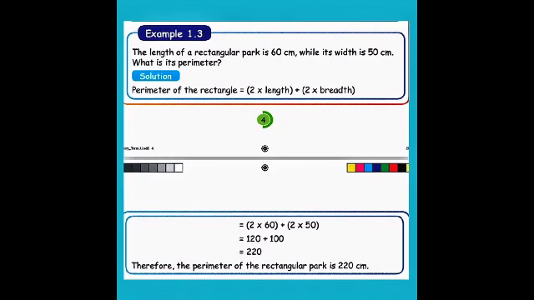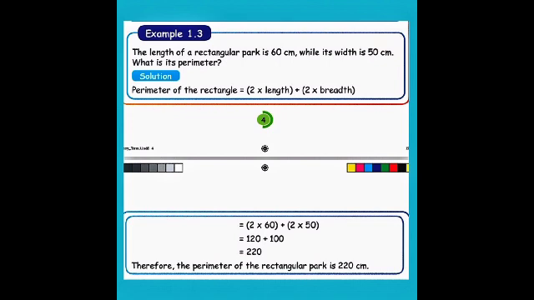The length of a rectangular park is 60 centimeter, while its width is 50 centimeter. What is its perimeter? So here, the length of the rectangular park is given and the width is also given. So the perimeter of a rectangle is equal to twice the length plus twice the breadth. Therefore, 2 into the length of the park, 60, plus 2 into the width, 50.